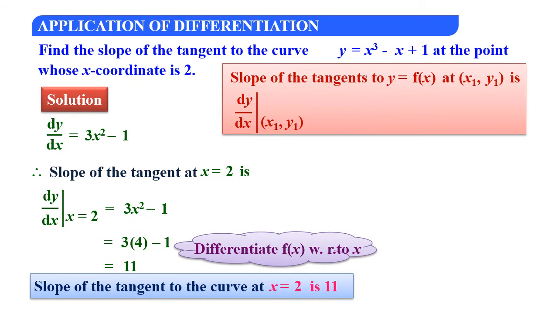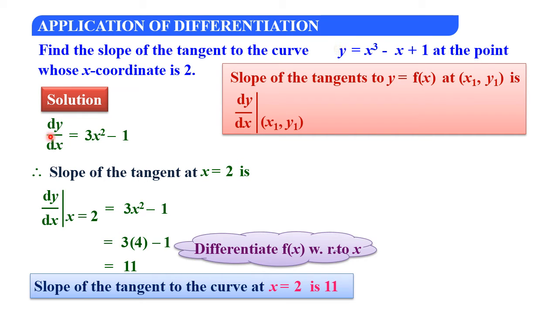In this question, we are finding the slope of the tangent again to the curve y equal to x cube minus x plus 1 at the point whose x coordinate is 2. X coordinate in the sense x equal to 2 itself. The y coordinate is again 0. So as you know very well, given any curve, first of all find the first derivative of the given curve. This is the first work.